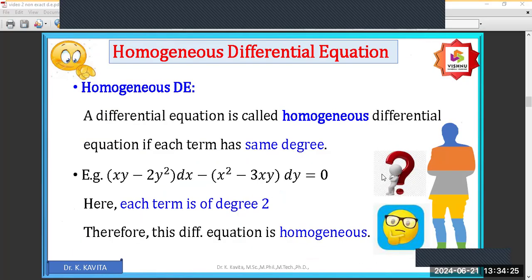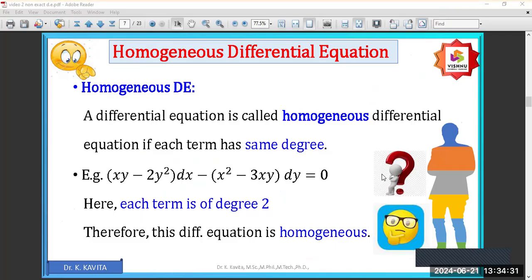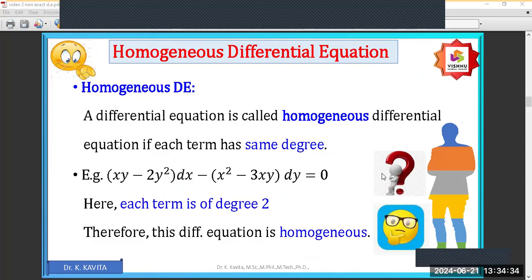The second one, homogeneous differential equations. Definition: a differential equation in which each term has the same degree. For example, (xy - 2y²) dx - (x² - 3xy) dy. In that, xy has degree 1 + 1 = 2, y² has degree 2, and x² has degree 2. So each and every term in this M dx + N dy form is of degree 2, then the differential equation is called homogeneous.